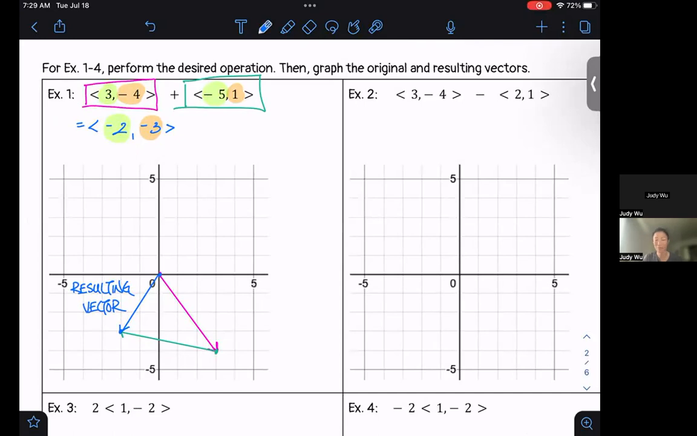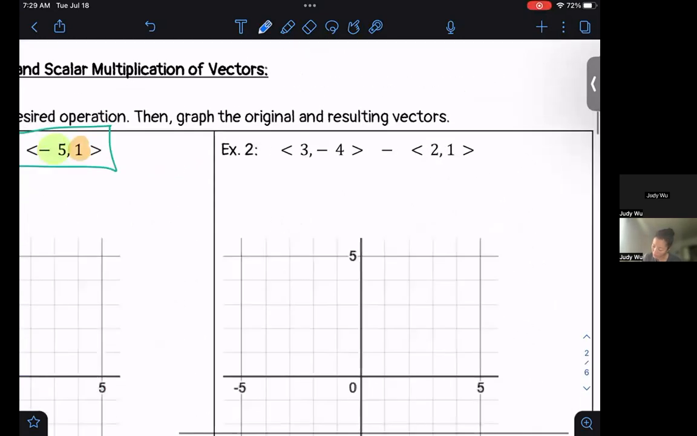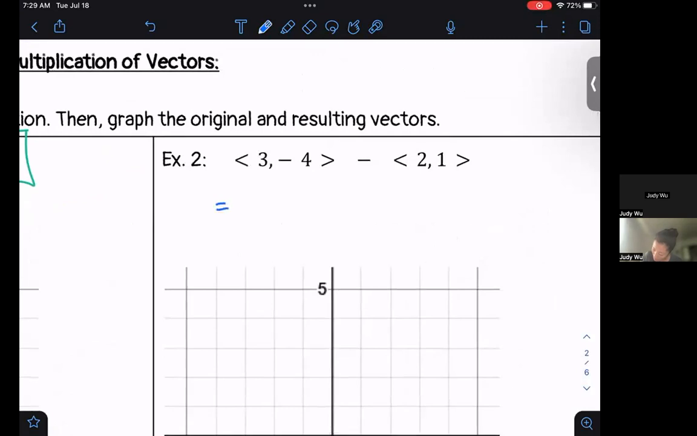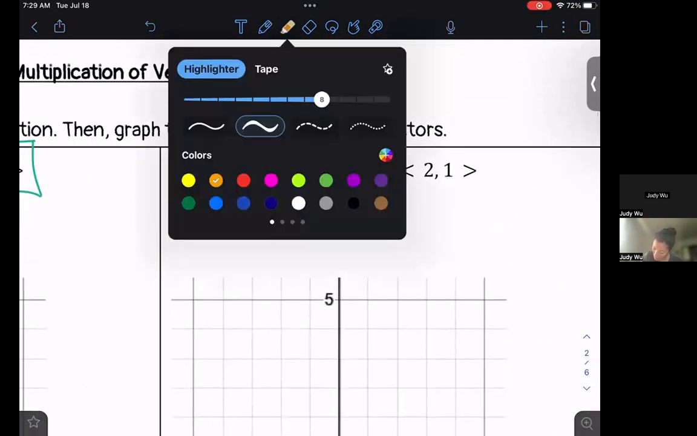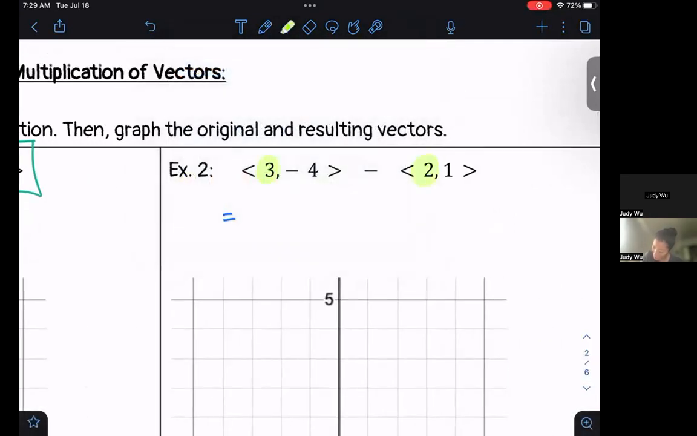All right, let's try the same thing with example 2. So let's add them first. My 3 and 2, and then my -4 and 1. And by add, I mean we're really taking these and subtracting them or adding by a -1, right? So 3 minus 2 is 1, and -4 minus 1 is -5. And this is our B, and this is our A, okay?